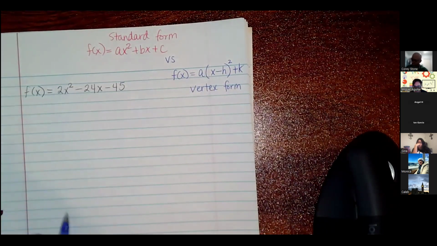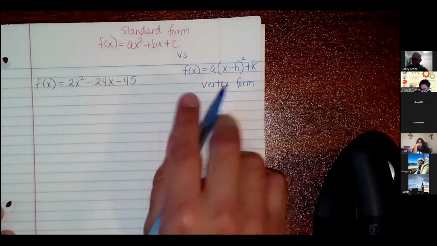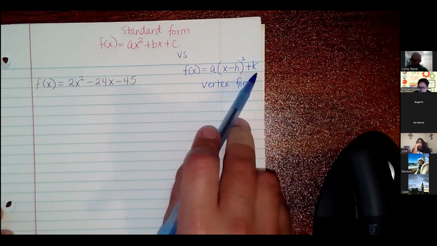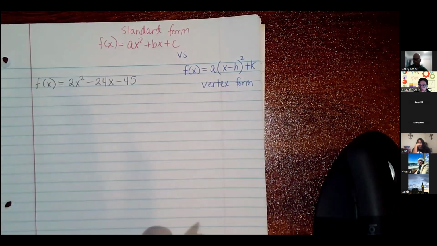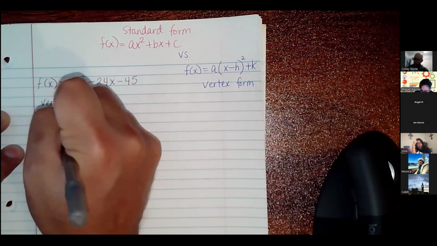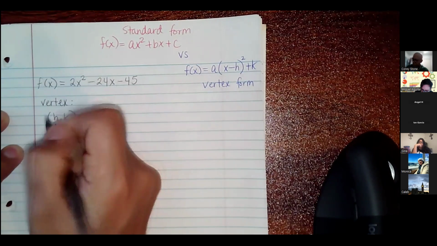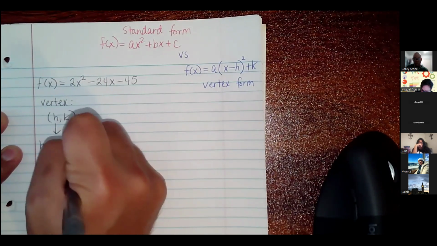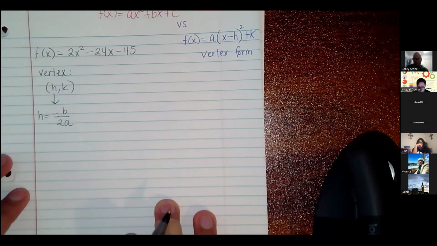Now, this problem is asking us to find the vertex, and if it was in vertex form, we could just take the opposite of negative h and then take the k, and then we'd be done, right? But we don't have this in vertex form, right? So in standard form, we have a formula to find the vertex, and the vertex is h comma k, where h can be found by taking negative b over 2a. Do you guys remember that formula?